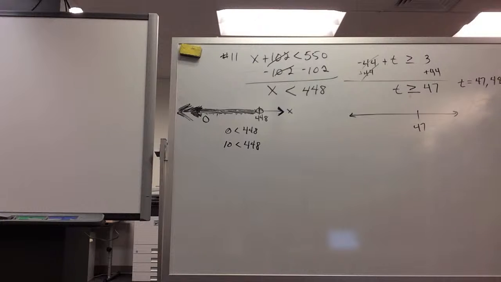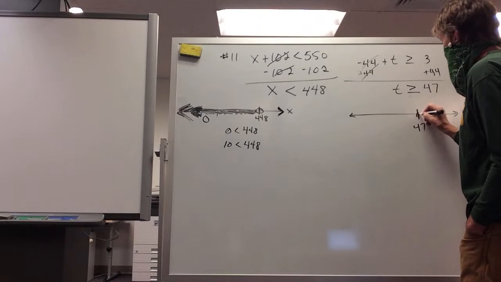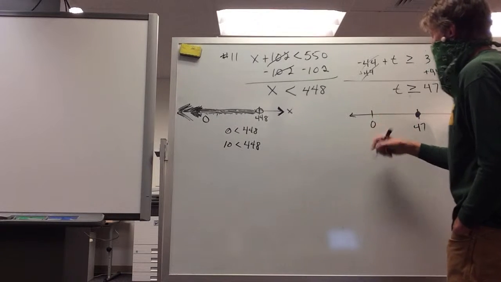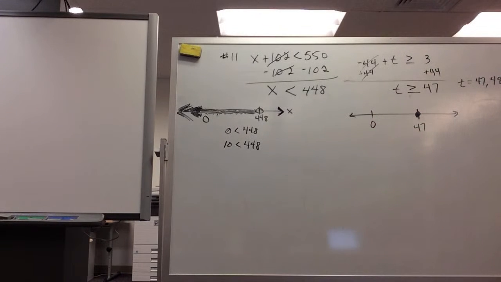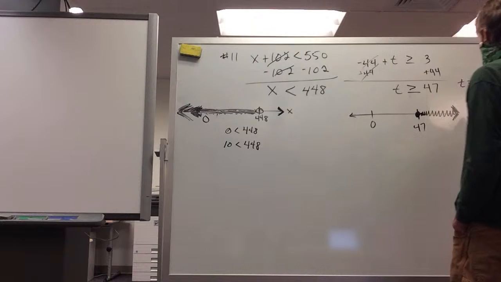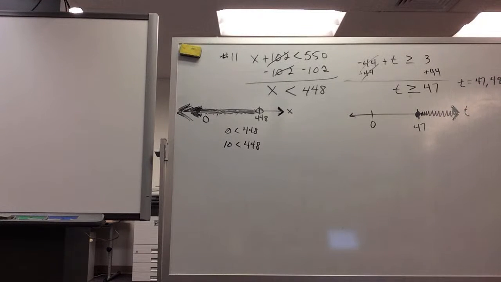So that is what we call an end point, and we need to graph from that end point, because this is where the numbers begin. Does 46 work? 46.99999999999? No. So if 47 works, it's closed. Put 0 up there so we know which direction we're looking. We go to the right. We shade to the right, all the way. And then call it t.